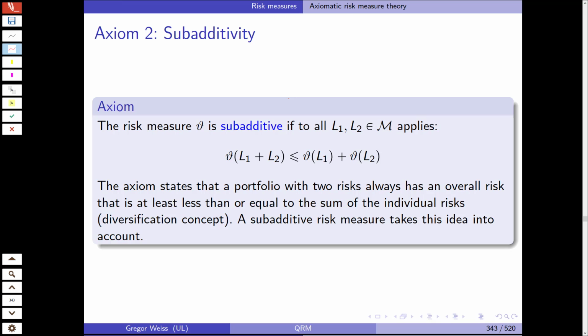Meaning what? With a subadditive risk measure, the portfolio risk is bounded by the sum of the individual risks. The required risk capital for the portfolio is bounded from above by the sum of the individual risk capital sums. If this is not the case, the risk measure will punish diversification efforts. That's why we expect a risk measure to be subadditive, so it can model diversification.